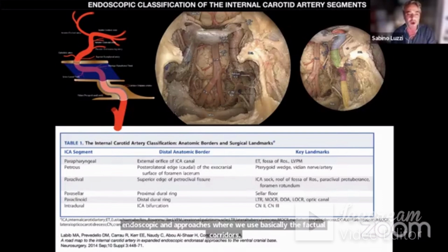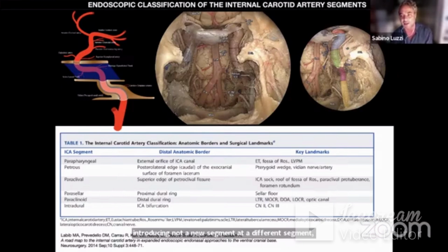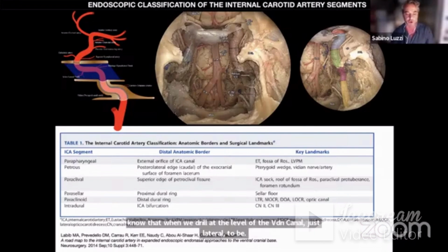We need to have a new classification. This is one of the most recent that was reported by the CASAM group. This is Labib and colleagues, who recently reclassified the internal carotid artery, introducing not a new segment, but a different segment, the paraclival carotid. Why? Because when we drill at the level of the Vidian canal, just lateral to the Vidian canal, we can injure this kind of carotid, as I will show you very soon.